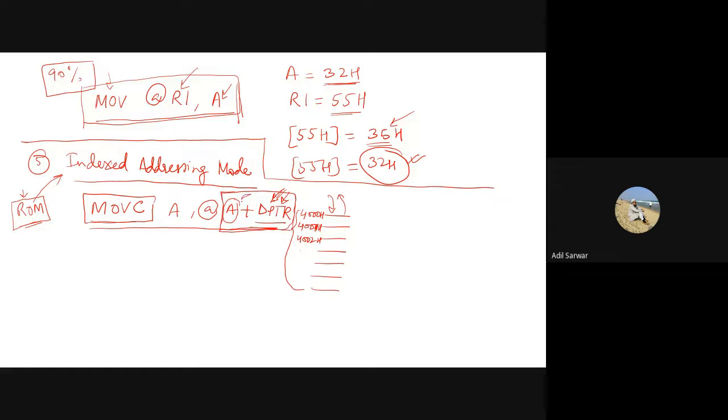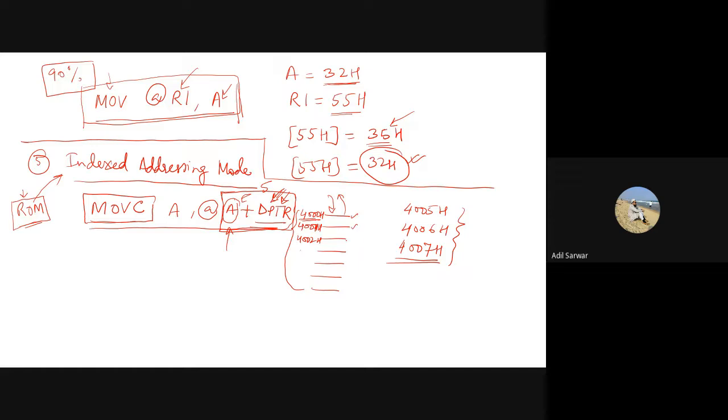Okay, so if A is equal to 5, so that means DPTR plus A, DPTR, say it was containing 4000, so it is 4005H. So if I increase just A, say by 1, I move to 4006H, the content of 4006H. If I increase A by 1 more, then I will have access to memory location 4007H, and so on. Okay.